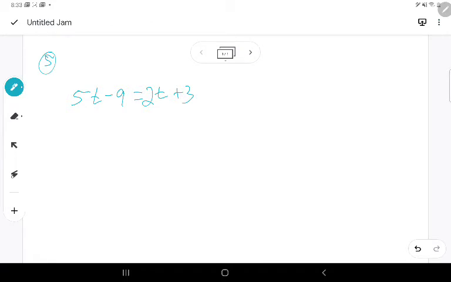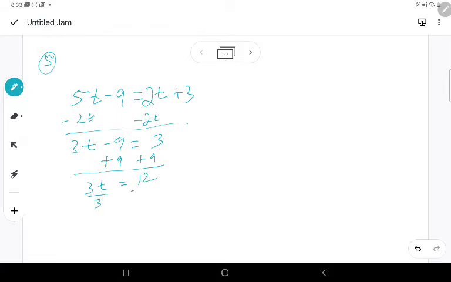Then to solve this, I have a t on both sides. So I subtract 2t. That leaves me with 3t minus 9 equals 3. Then I would add 9 to both sides, and I get 3t equals 12. Then I have to divide both sides by 3, and t equals 4. Okay?